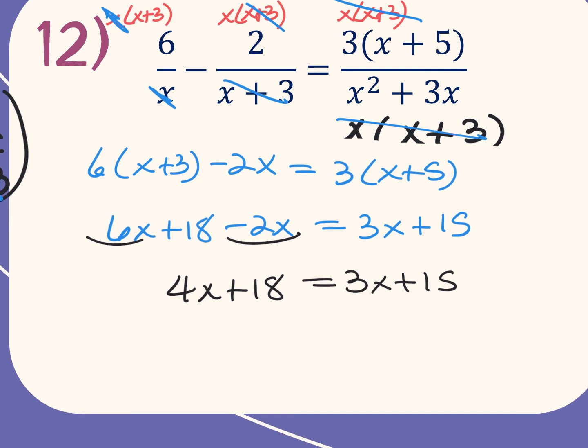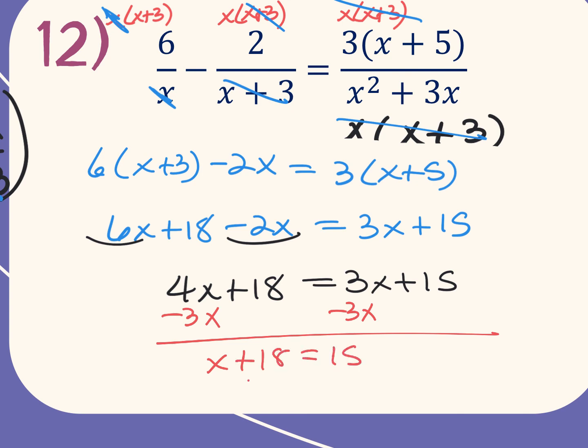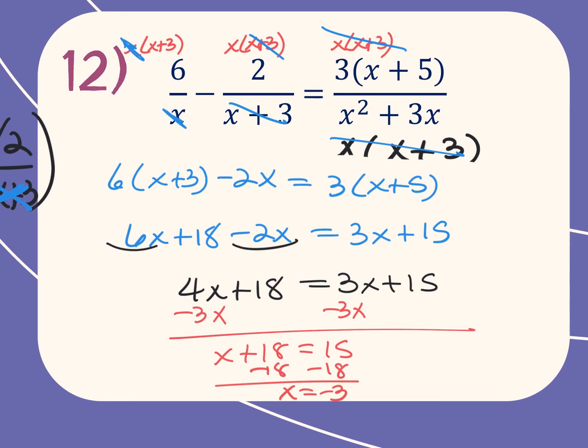Move my x's together. Subtract. And then move the 18. And x equals negative 3. I need to check it. And again, as soon as I plug it here, this works. But if I put a negative 3 plus 3 here, this makes this a 0. So this answer is no solution.